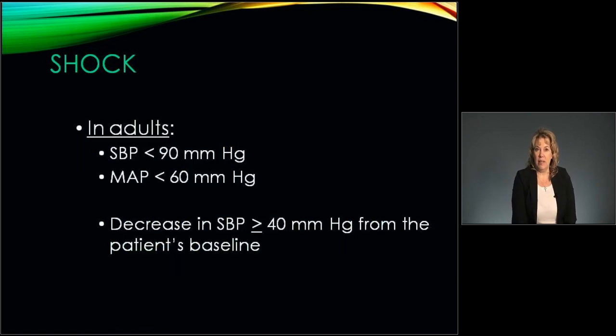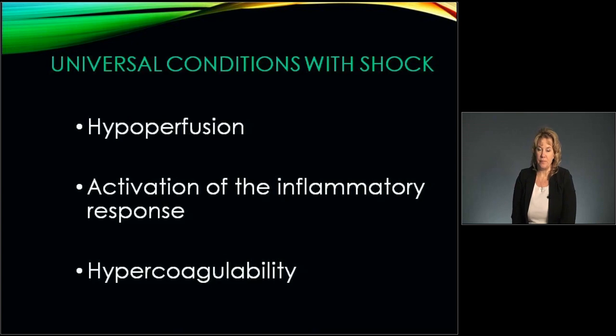In adults, many times they look at just the blood pressure component, so a systolic pressure less than 90 or a MAP less than 60, but really a better definition would be to look at at least a 40 millimeter of mercury drop from their baseline pressure. So again, it doesn't necessarily mean it's just a blood pressure. It means they're truly not perfusing at the cellular level, and the MAP is a good overall indicator of their overall perfusion status.